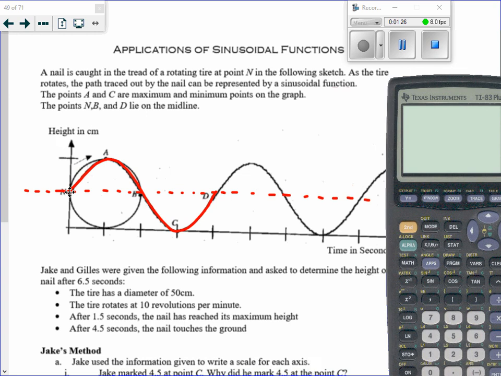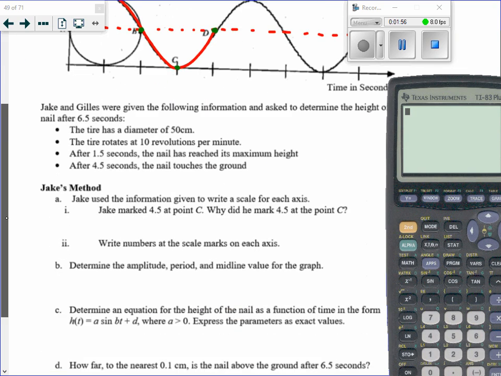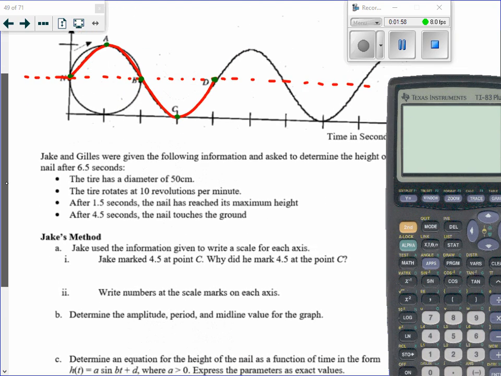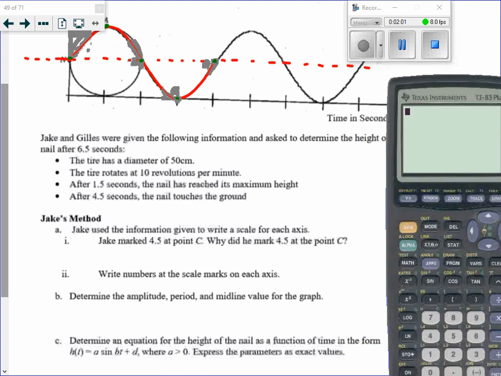Okay? So as the tire rotates, the path traced out by the nail can be represented by this sine function. The points A, B, A and C are a maximum point and a minimum point of this function. And the points N, B, and D, as you can see, they lie right on that midline, right? Right here, and right here. Okay, so Jake and Jill were given the following information and asked to determine the height of the nail after 6.5 seconds. Okay, well, let's just think about that for a minute.